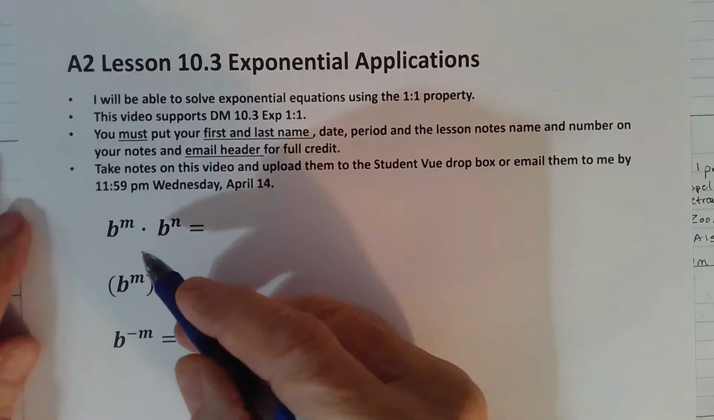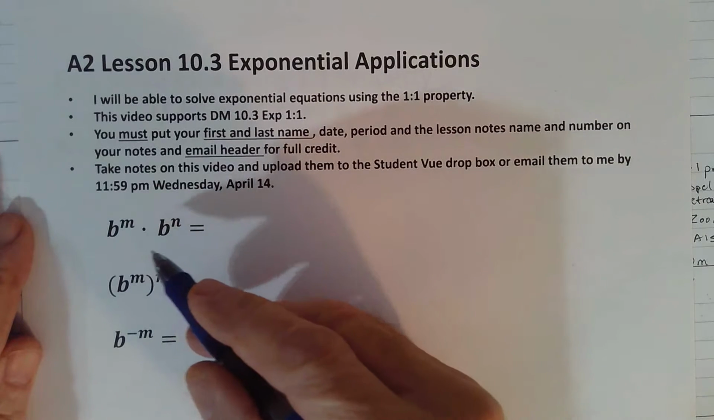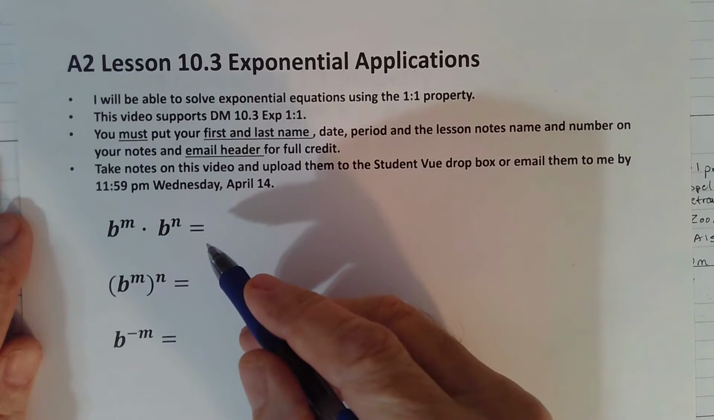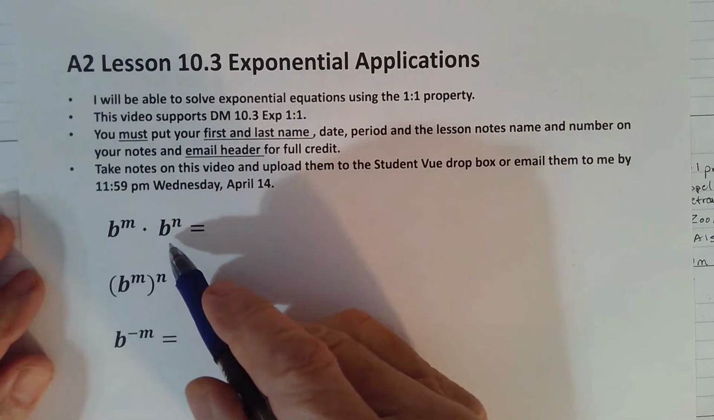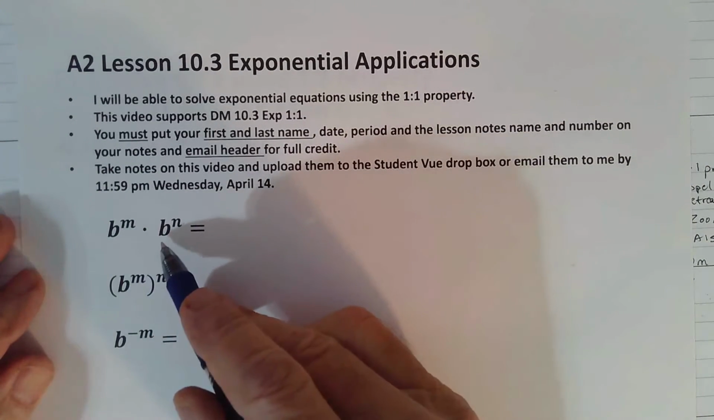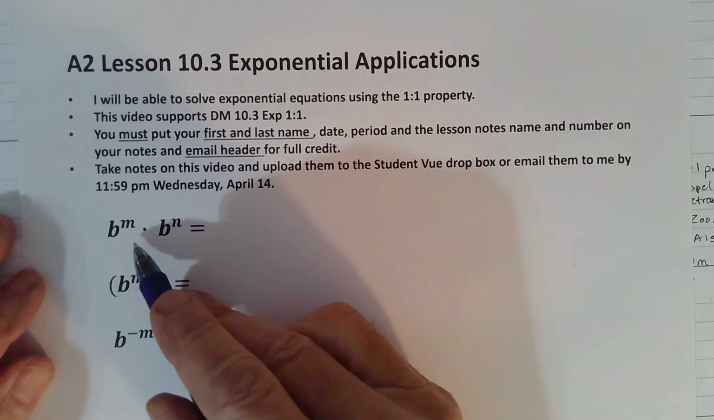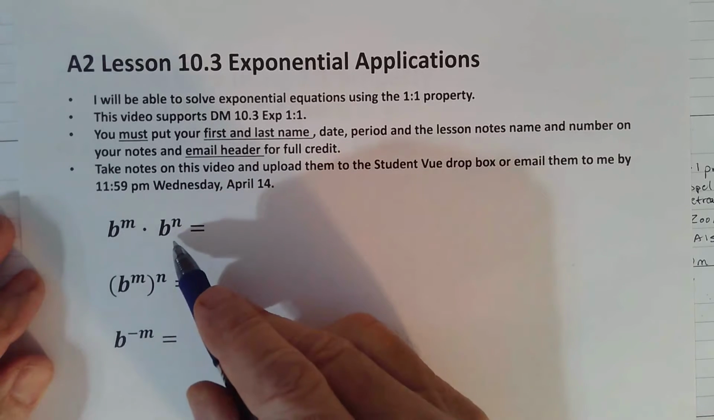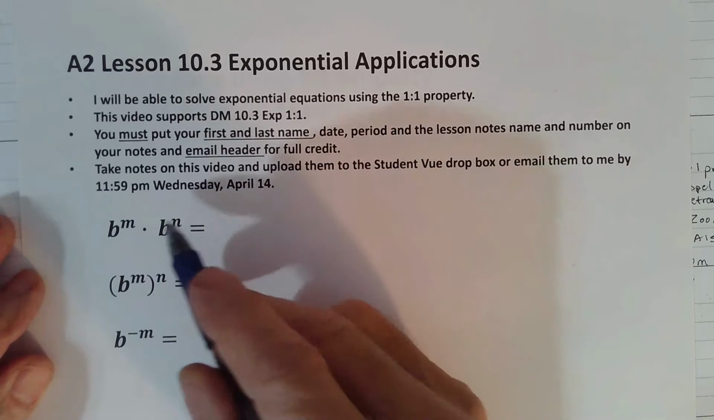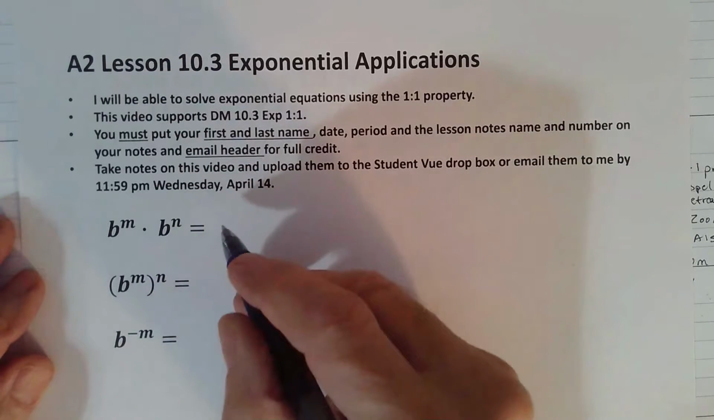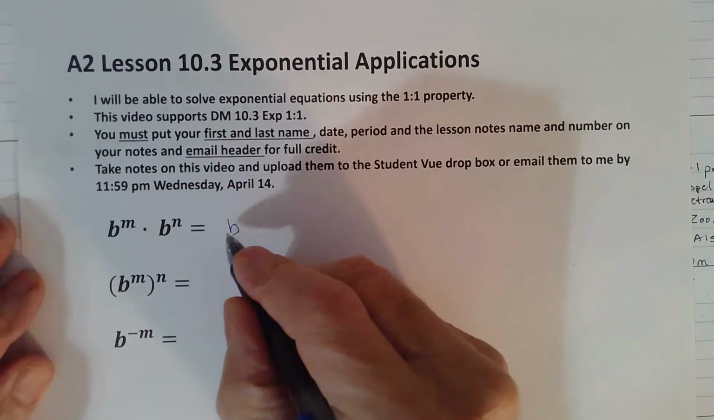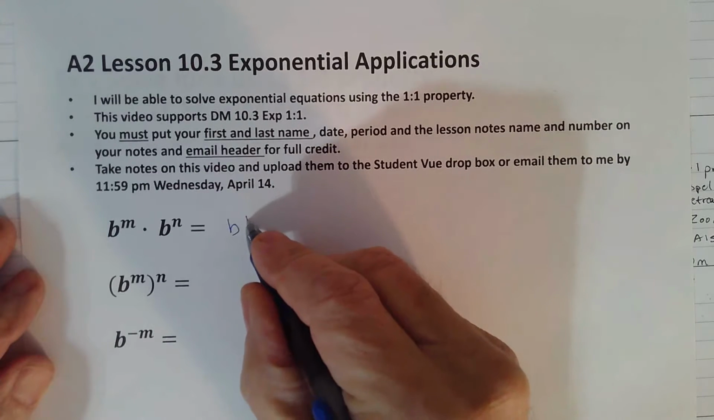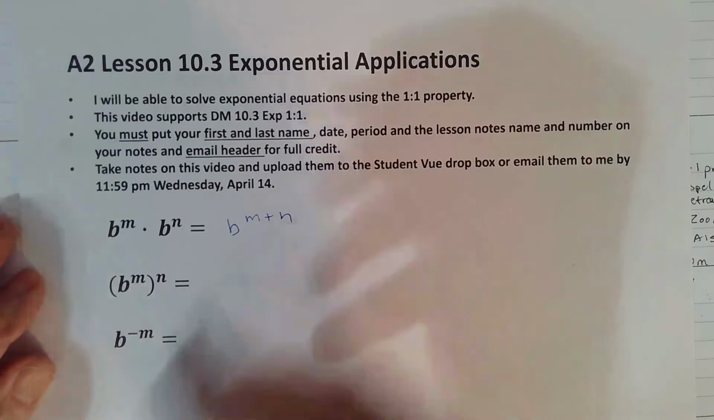I wanted us to revisit again what we've been doing with exponents for years and years and years. So if we're multiplying two numbers where the base number, and the base is b here, are the same, then all you're doing is adding the exponents. So this becomes b to the m plus n, okay?